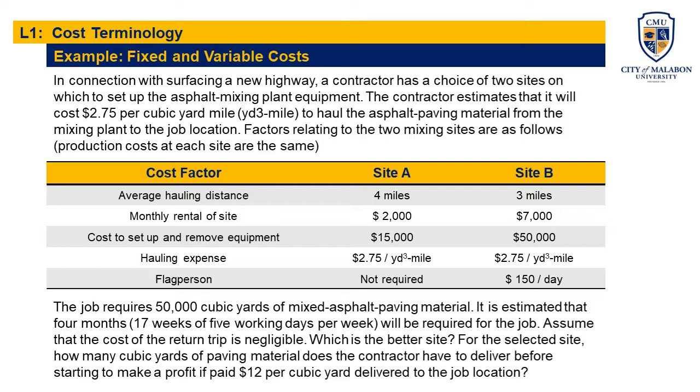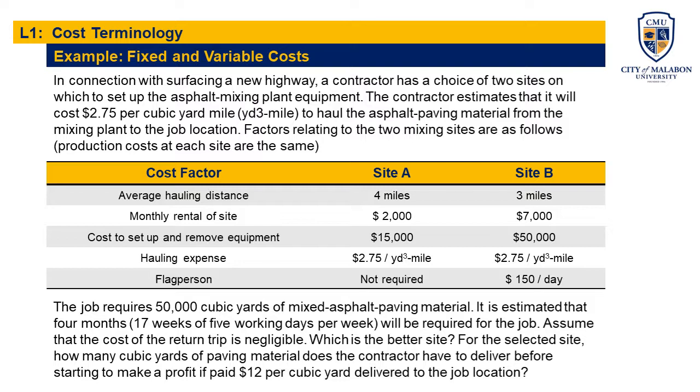Let's take a look at this example, differentiating fixed and variable cost. So we have here a problem about a new highway. In connection with servicing a new highway, a contractor has a choice of two sites on which to set up asphalt mixing plant equipment. The contractor estimates that it will cost $2.75 per cubic yard mile to haul the asphalt paving material from the mixing plant to the job location. Factors relating to the two mixing sites are as follows.